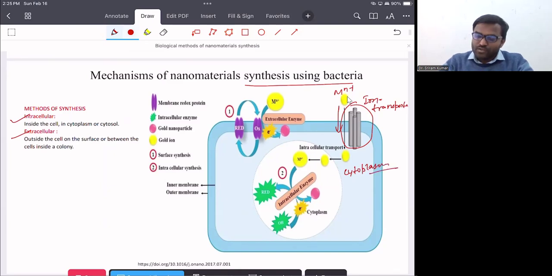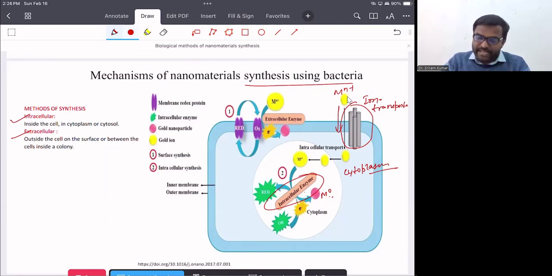Okay, so what happens in the cytoplasm? We have one kind of enzyme. That enzyme reduces metal ions into M0, and here that enzyme gets oxidized. So this enzyme reduces metal M2+ to M0, so a reduction process happens. And in the second case, an oxidation process happens. And this whole process happens within the cytoplasm because of the presence of the particular kind of enzyme.